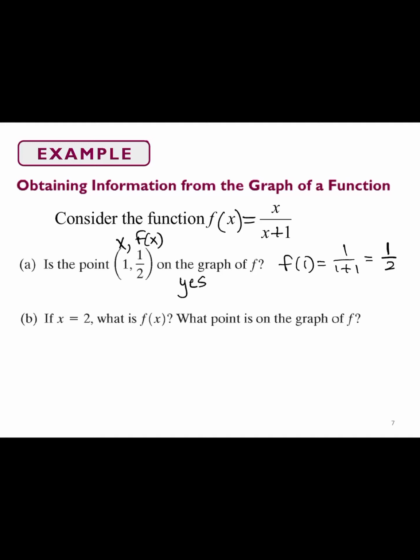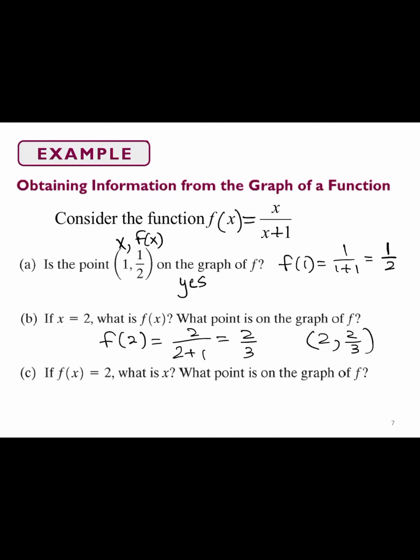Then the problem says if x equals 2, what is f of x? Again, x is the input, so I'm going to take 2 and plug it into that function to find out what my output is, and that gives me 2/3. So f of 2 would be 2/3. And then it says what point is on the graph. The point on the graph would be (2, 2/3).